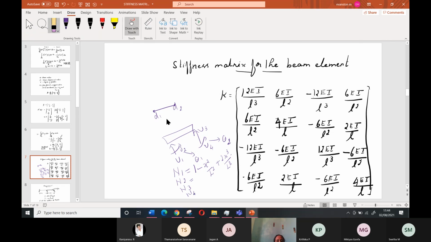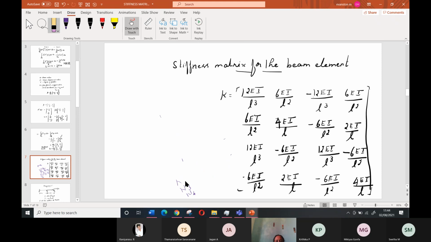Wait 1 minute. From the shape functions we will be able to find out the stiffness matrix for the different elements. So what we have learned is for the bar element and for the beam element.